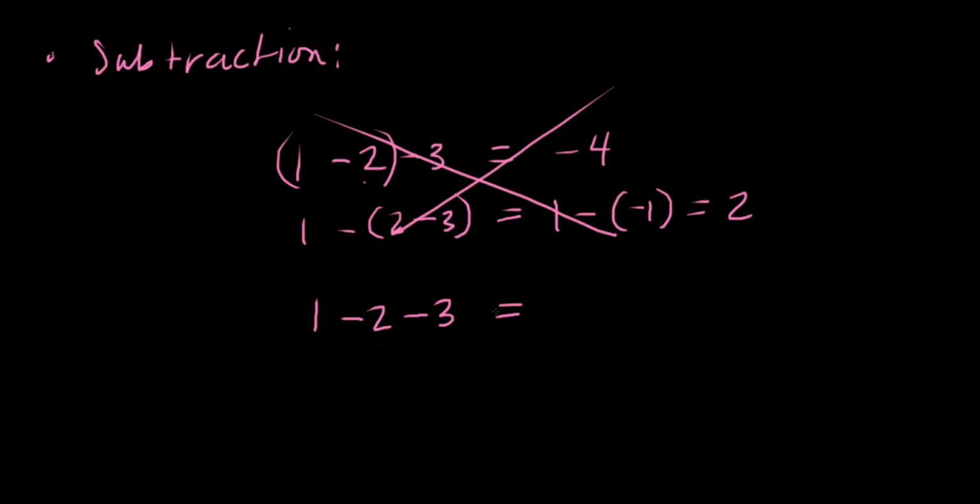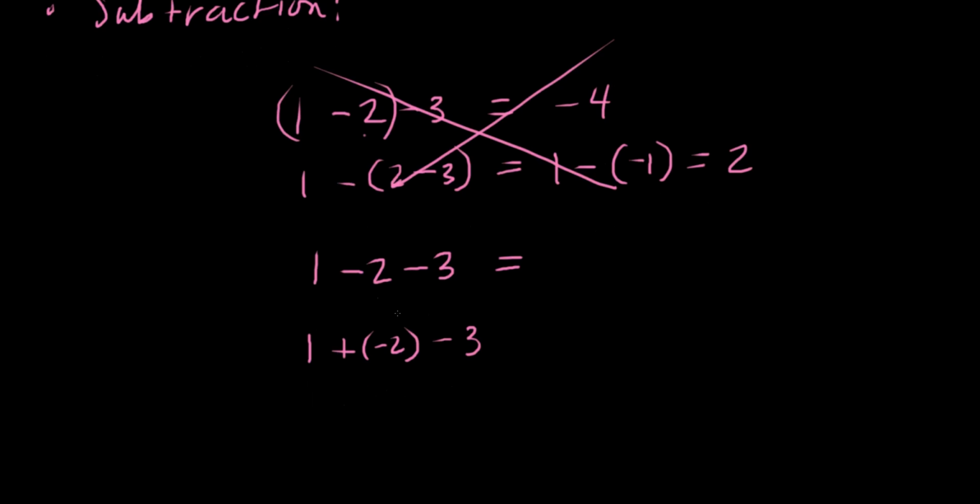If we do that, we need to say, look, this is the same thing as saying 1 plus -2 minus 3, right? Any subtraction, I should say, can be rewritten as plus the negative of the number. And then if we decide to group those, and by the way, what is this again? We said it was -4, right? 1 minus 2 minus 3 is -4.